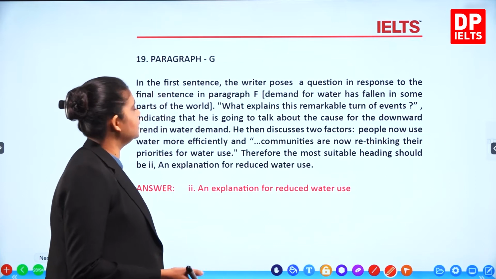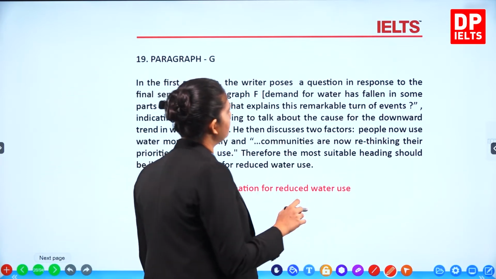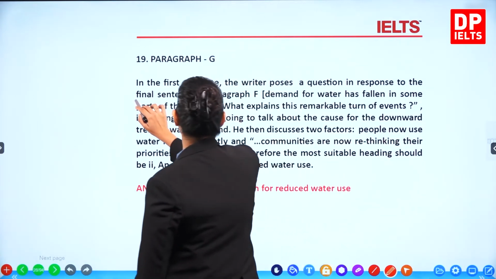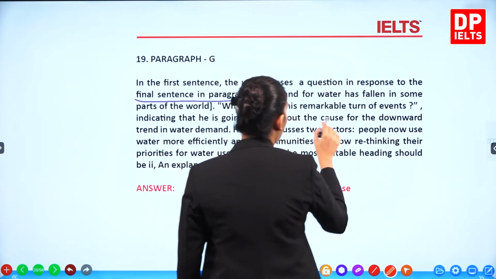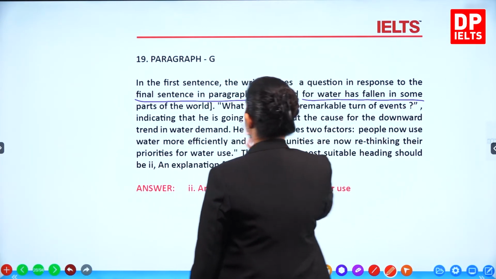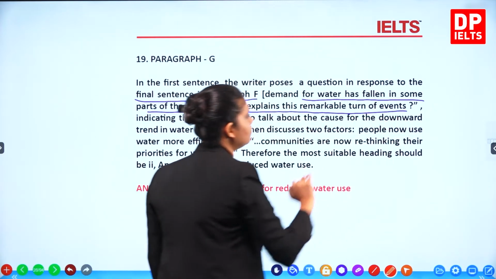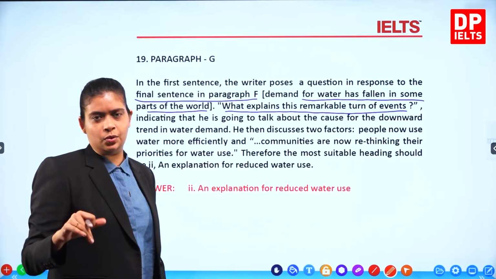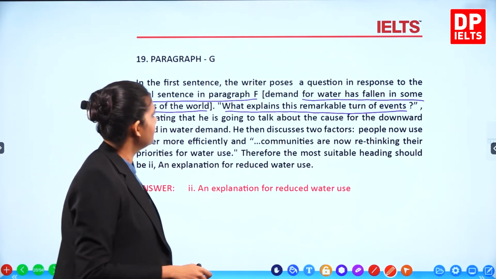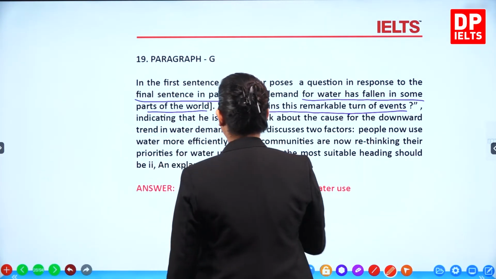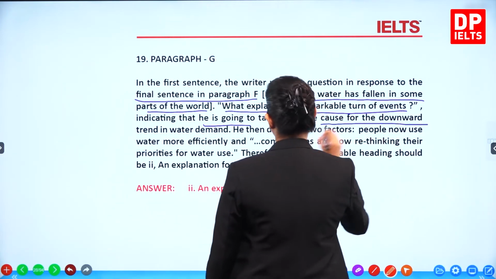Question number 19, paragraph G. Now in the first sentence, the writer poses a question in response to the final sentence in paragraph F. Demand for water has fallen in some parts of the world. What explains this remarkable turn of events? So, kind of giving an answer to that question, right? So, here indicating that he is going to talk about the causes for the downward trend.